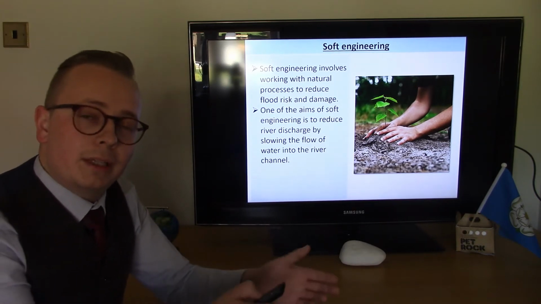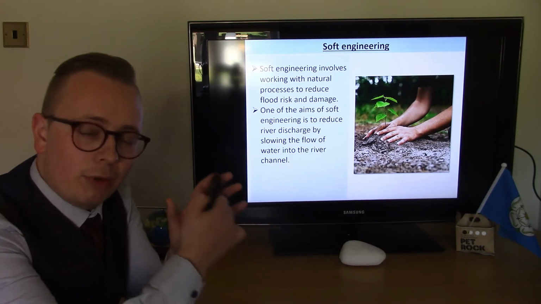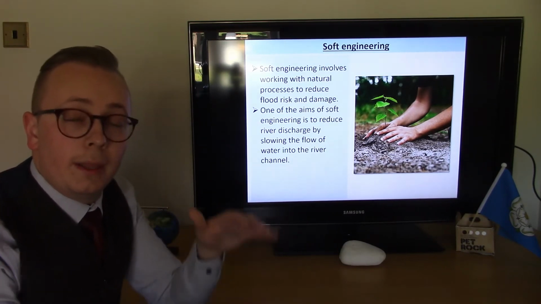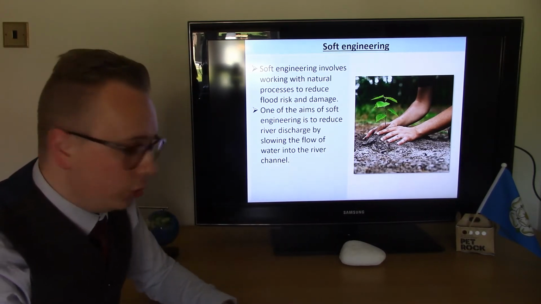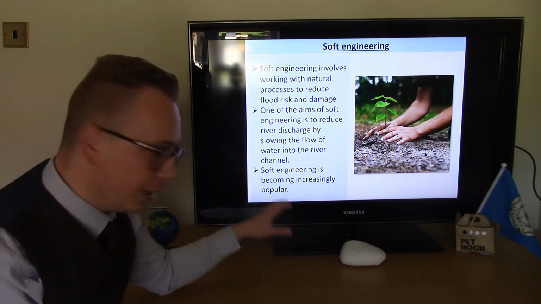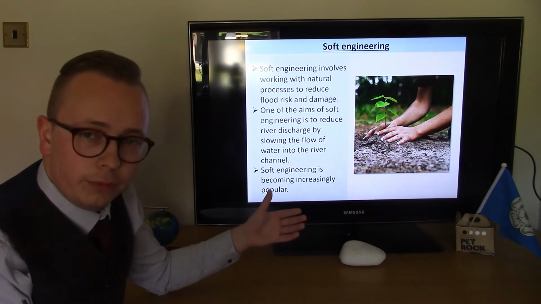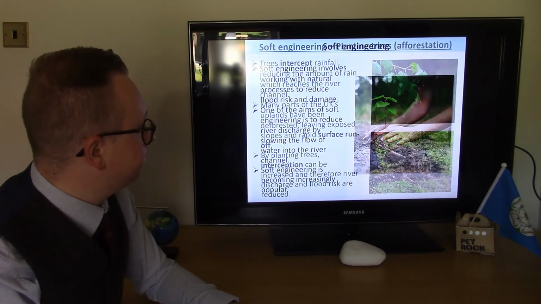If you can remember, think back to when we looked at storm hydrographs, it's about trying to extend that lag time. And if you have a longer lag time, a longer time between the rain and it reaching the river channel, you will actually reduce the peak discharge and reduce the maximum damage done by a flood. And this approach is becoming increasingly popular because not only is it proving very effective at reducing flooding, but it also has other environmental benefits.